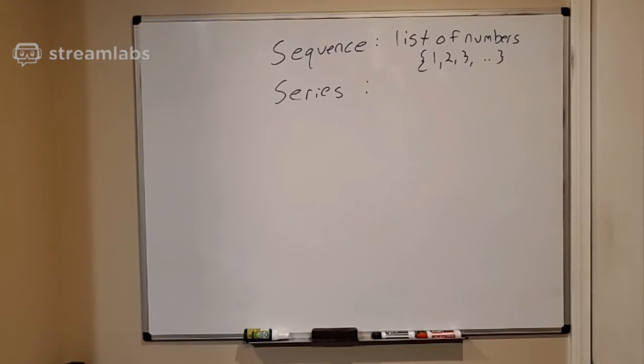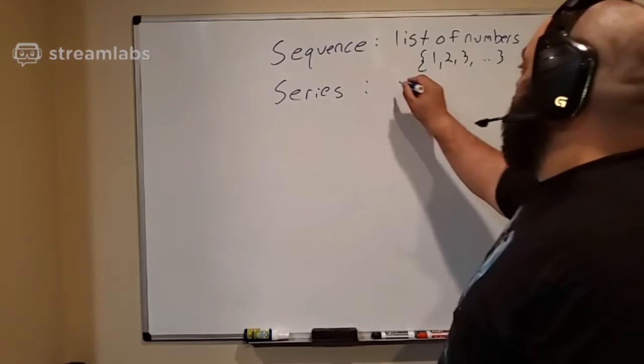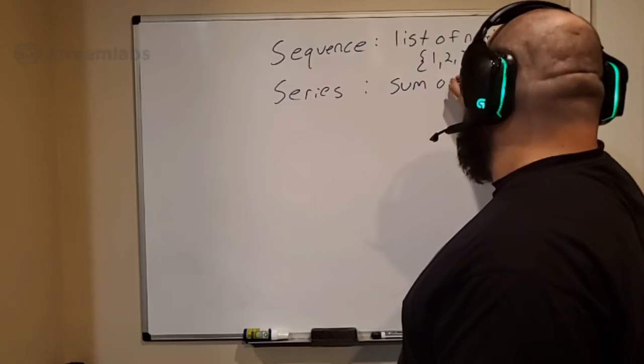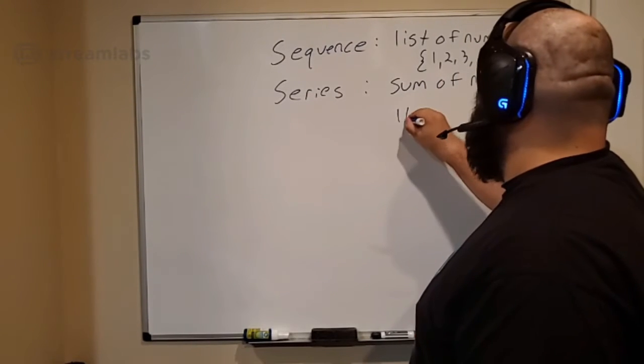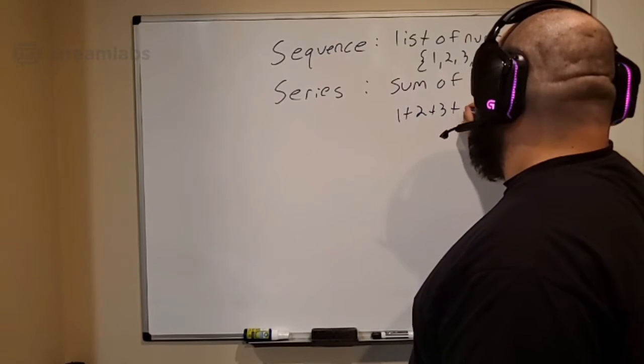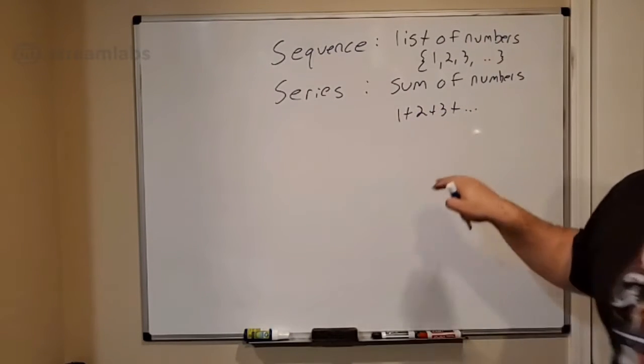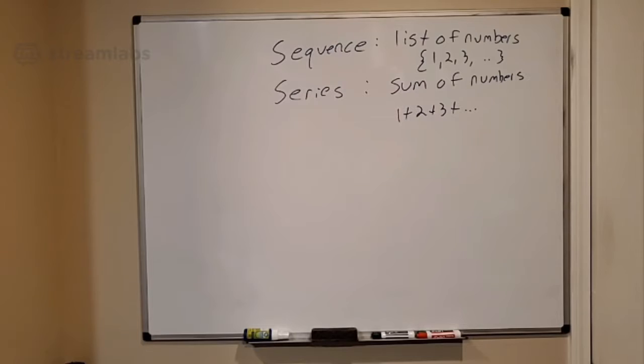When you talk about a series, it is a sum of numbers. So that could be like 1 plus 2 plus 3 plus dot, dot, dot. If you're adding up all of those numbers, then that is what we call a series. So we've got to make sure we know the difference between the two. It's just a basic definition, no big deal, but we do have to know if I'm looking for a sequence of numbers or a series, a sum of those numbers.